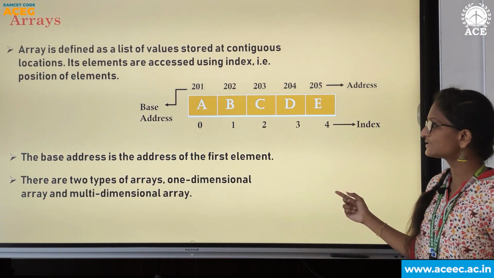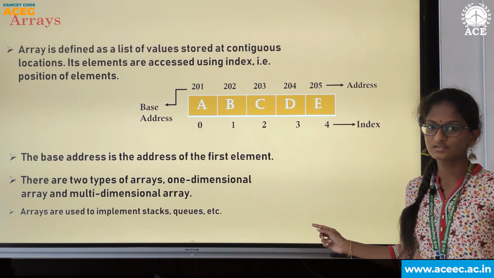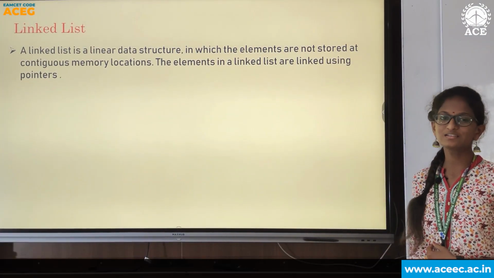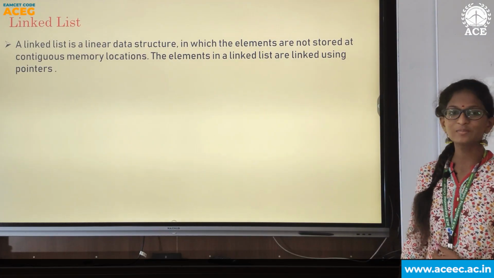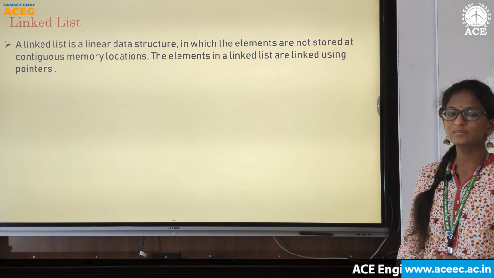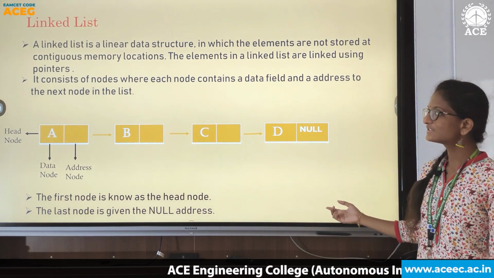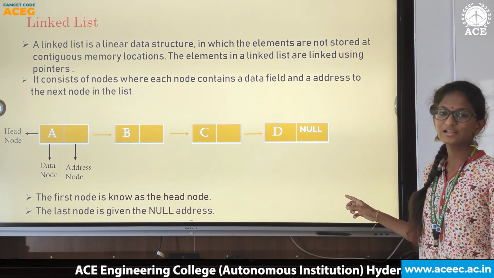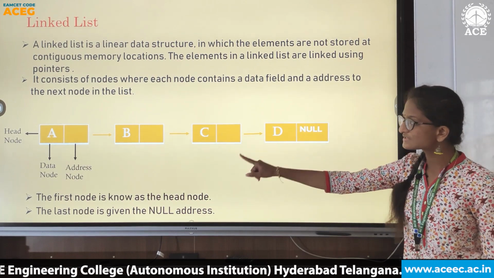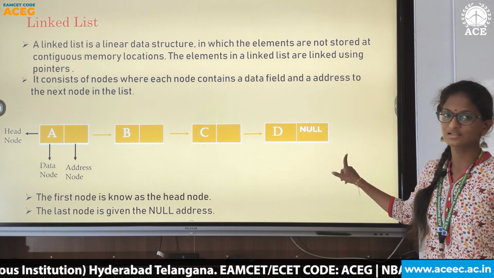There are two types of arrays, one-dimensional or multi-dimensional. Arrays are implemented using stacks and queues. Linked list is another linear data structure in which elements will be not stored in continuous memory locations, but these elements will be stored using pointers. We store the elements in the form of nodes in linked list. Each node consists of data field and address field, and first node is called as head node and the last node, the pointer, is stored as null.